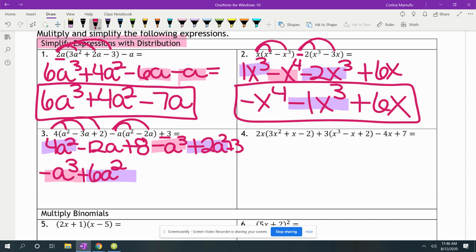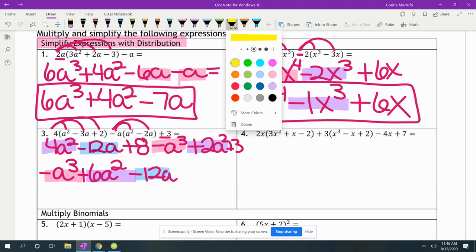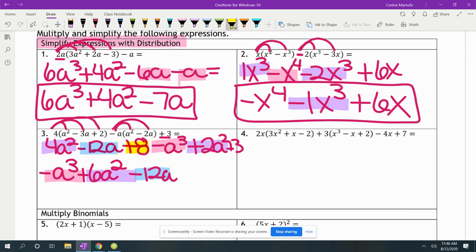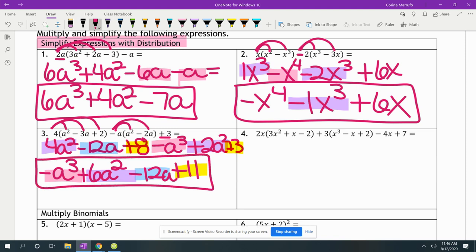Okay, next is the a by itself. So here we have negative 12a. That has nothing to combine with, so it's just going to be negative 12a. And then last, we have positive 8 and positive 3. So plus 8 plus 3 gives us 11. So it'll be plus 11. This would be our final answer. All right, moving on to the next one.